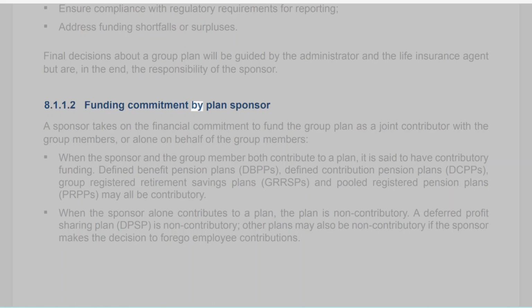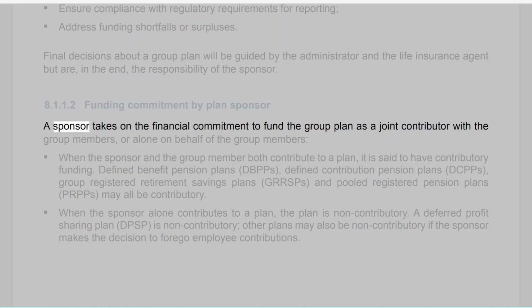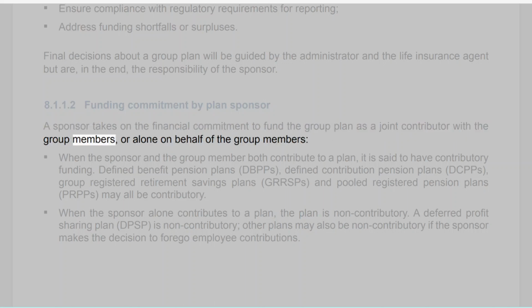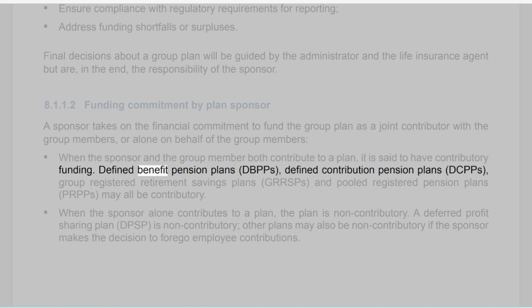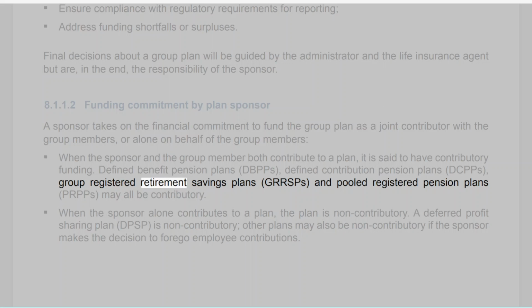8.1.1.2 Funding commitment by plan sponsor. A sponsor takes on the financial commitment to fund the group plan as a joint contributor with the group members, or a loan on behalf of the group members. When the sponsor and the group member both contribute to a plan, it is said to have contributory funding. Defined benefit pension plans, DBPPs, defined contribution pension plans, DCPPs, group registered retirement savings plans, GRRSPs, and pooled registered pension plans, PRPPs, may all be contributory.